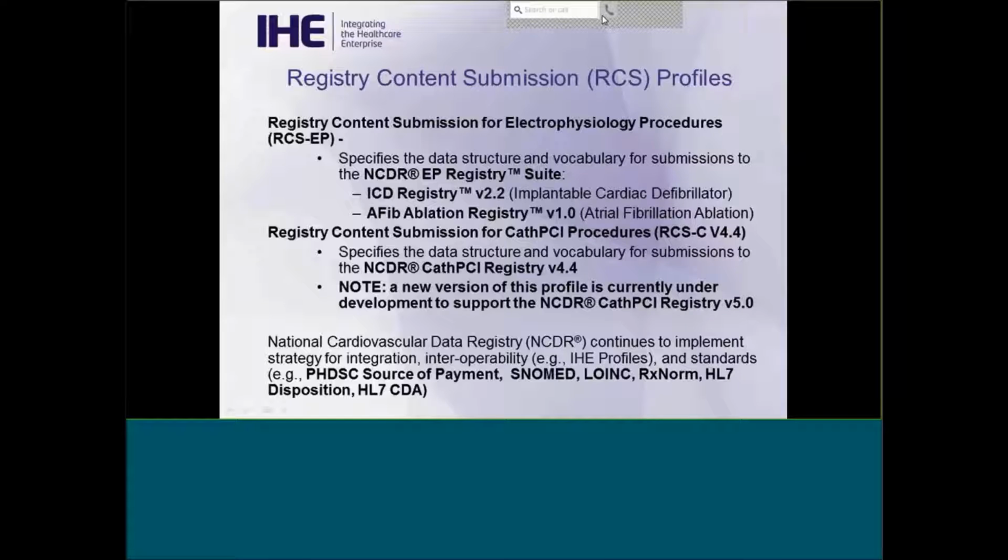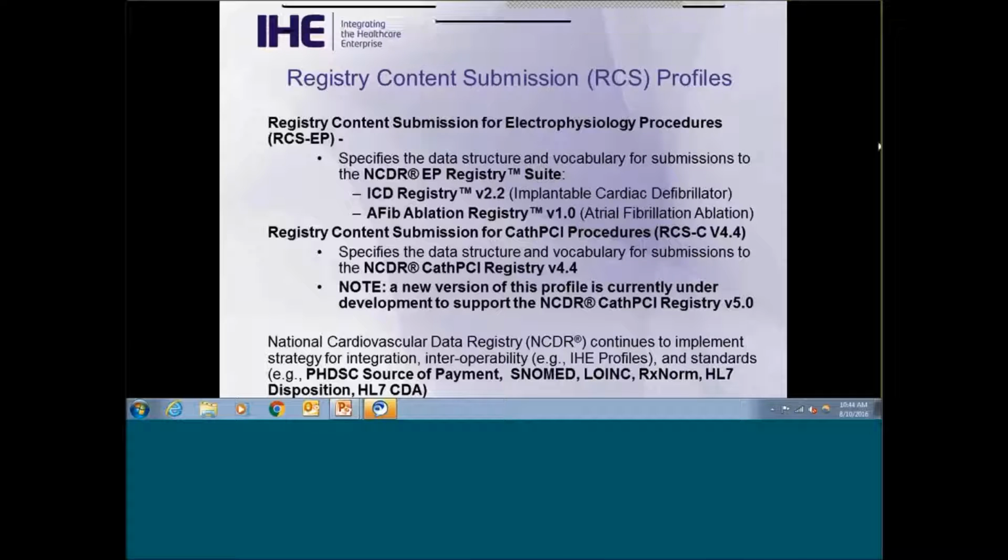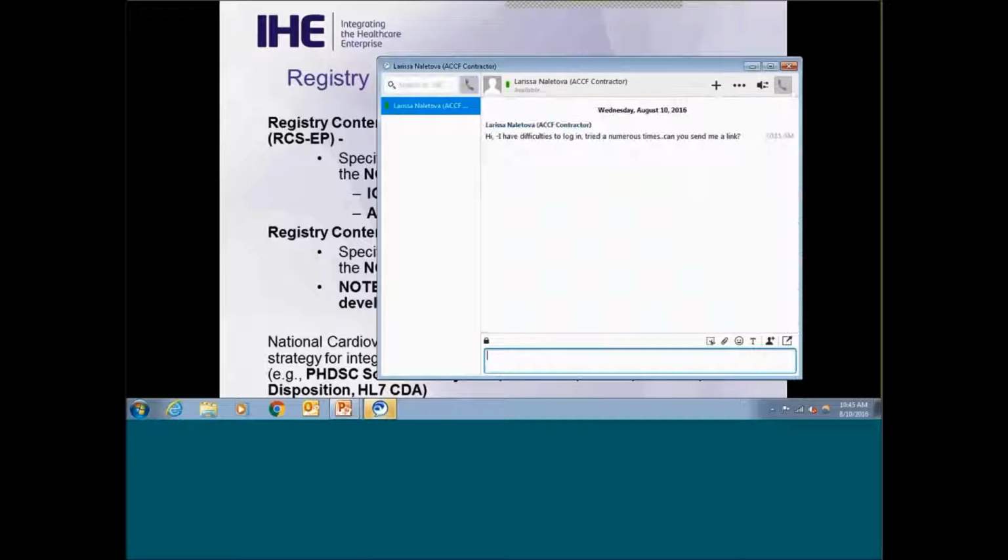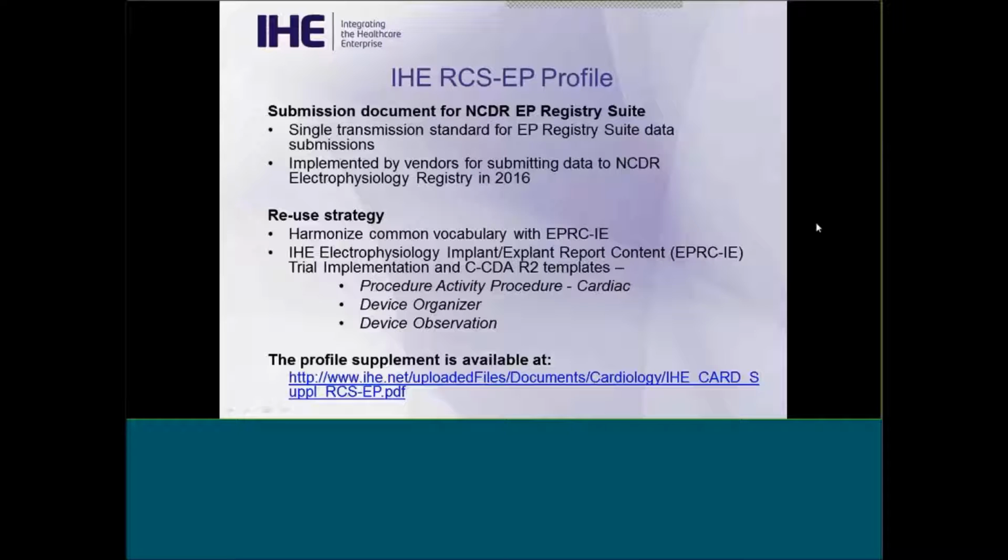Thank you, Chris. As you know, the ACC is committed to interoperability standards such as the HL7 CDA and the standard nomenclatures. So with that, it's been releasing the IHE profiles as the foundation for submission to the NCDR registries. The registry content submission EP profile specifies the data and structure and vocabulary for submission to the EP registry suite, which supports the electrophysiology procedures related to the ICD and atrial fibrillation ablation procedures.